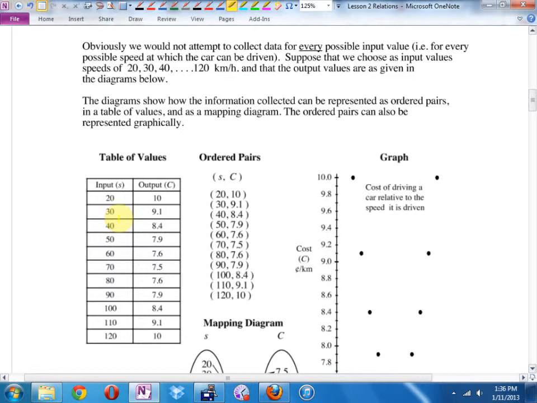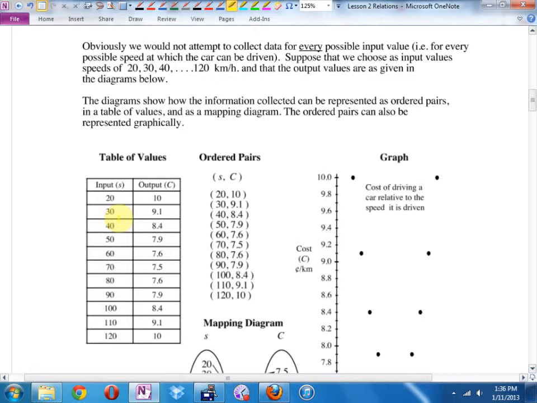So let's suppose you were analyzing a car and you had some kind of a machine hooked up to the car's motor that could measure how much it was costing per kilometer at a specific speed. You wouldn't collect every single speed. You wouldn't try 1 kilometer an hour, 2 kilometers an hour, 3 kilometers. You'd probably try every so often. You'd probably say 10 kilometers per hour. I'll try 20 kilometers per hour. I'll try 30. You'd probably go up by tens. And so here we have it.